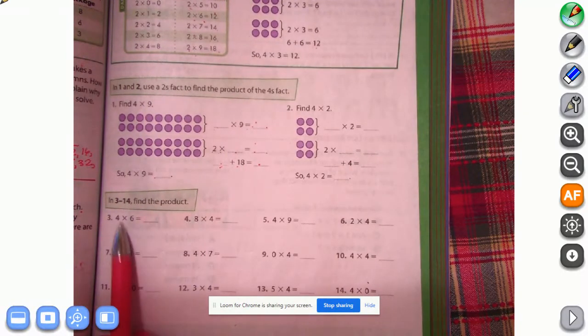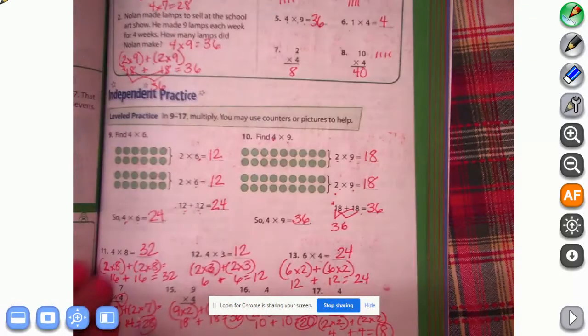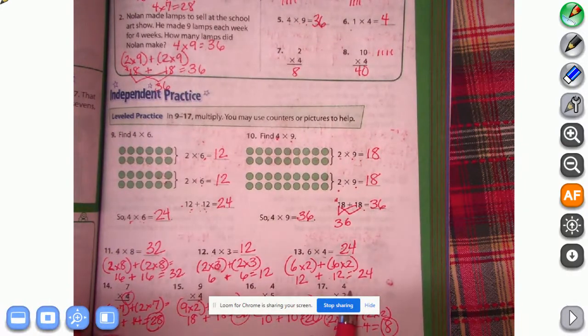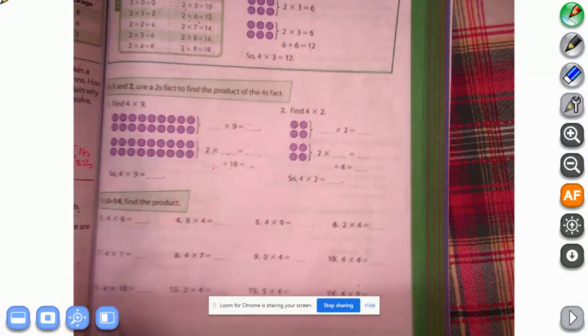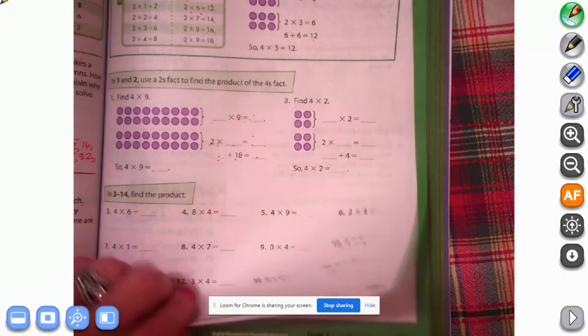If you can practice writing it in the 2's facts on all of these, just like we did right here on the bottom of page 123. You can look here if you need help. We're going to write those underneath these problems. It'll be really good practice. Okay? And then we're going to turn the page.